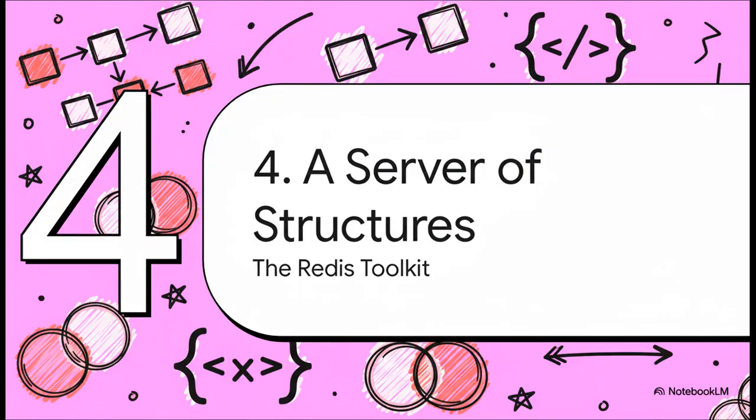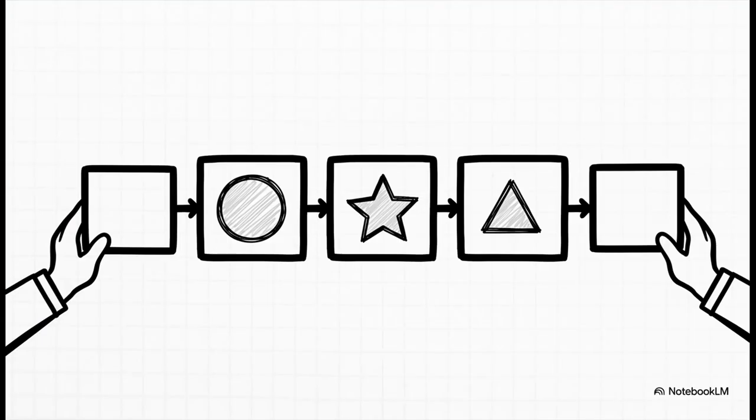This ability to handle more than just simple strings is exactly why people often call Redis a data structure server. It's not just a place to dump your data, it's giving you a whole toolkit of specialized structures to solve very specific problems with just incredible efficiency. So let's open up that toolkit.